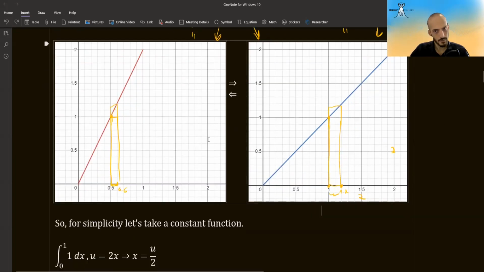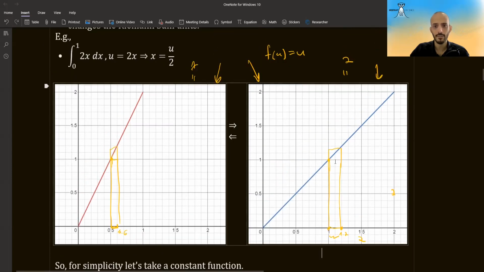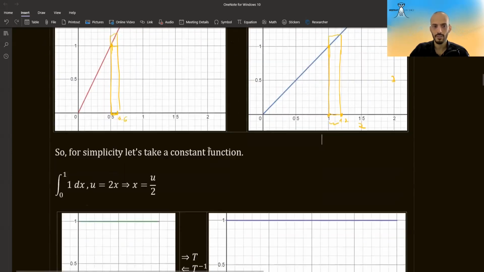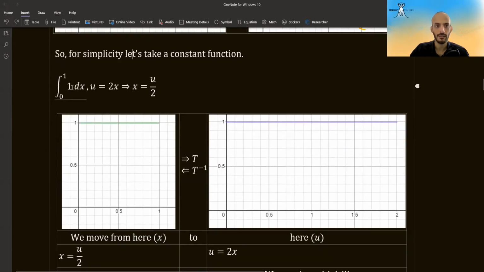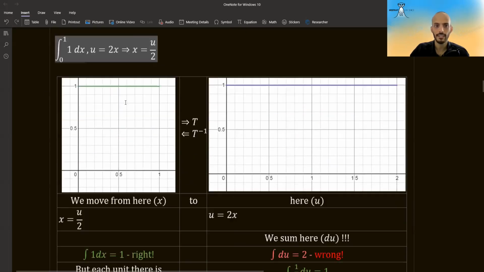Okay, the first thing I hope you understood is that the function value stays the same. So for simplicity, let's take a constant function. Let's take the function 1. It doesn't matter how we change the variable, the function is always 1. And again, we take the same transformation, u is equal to 2x.